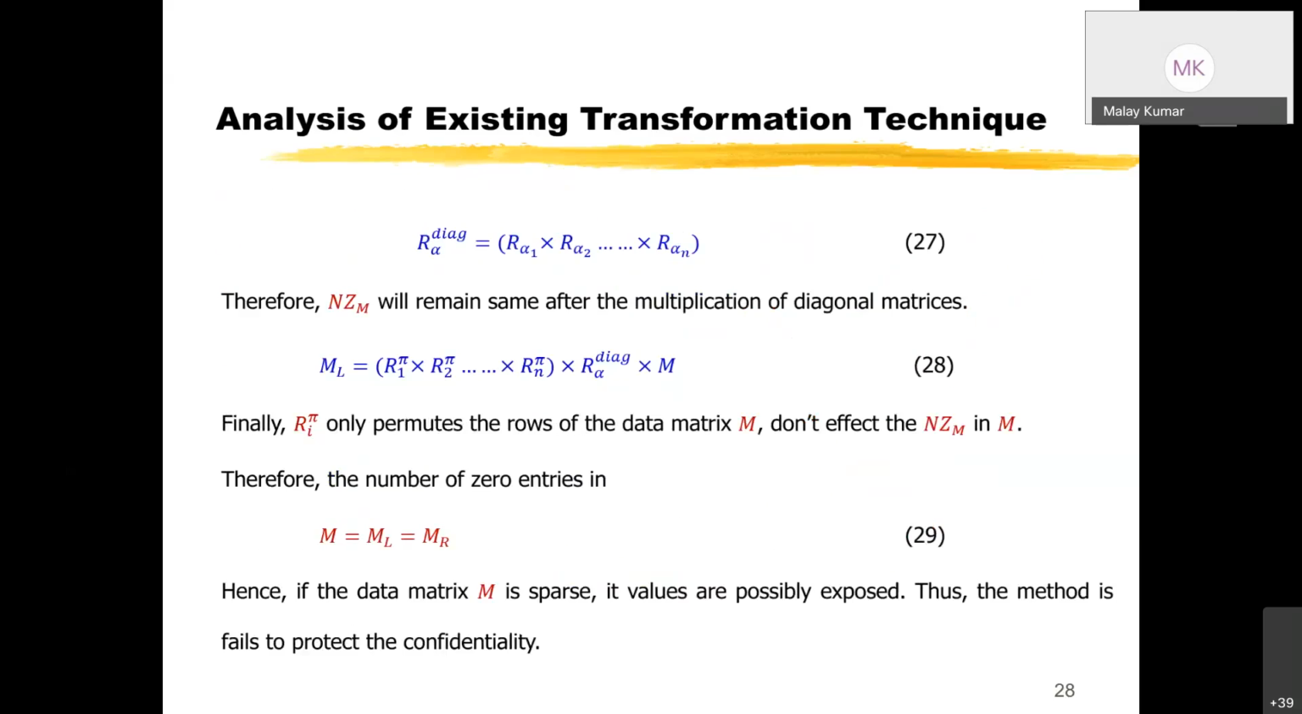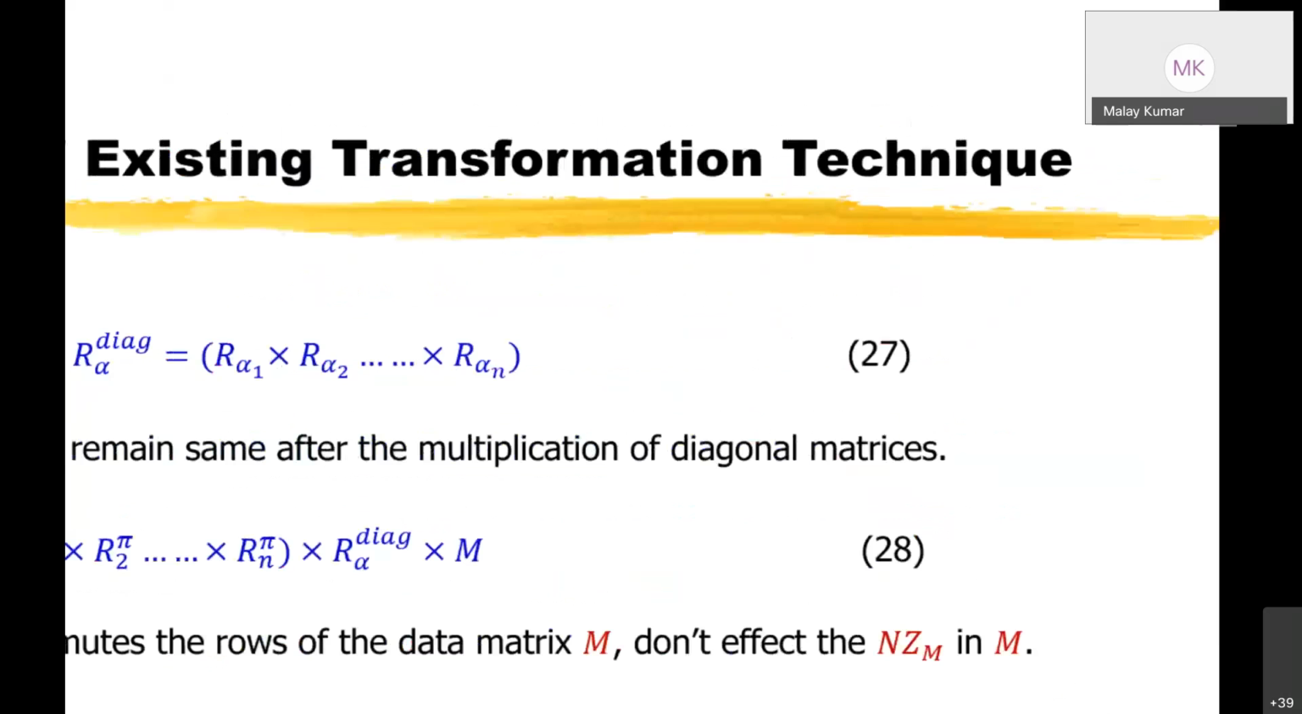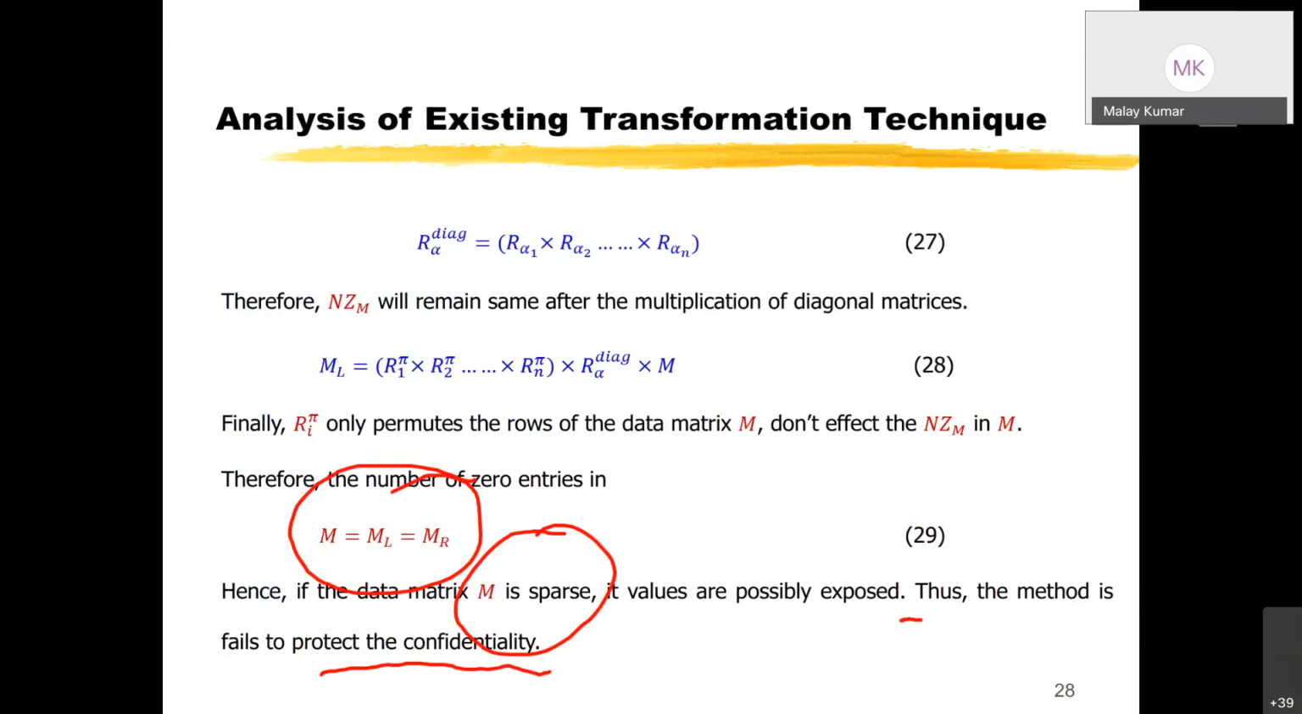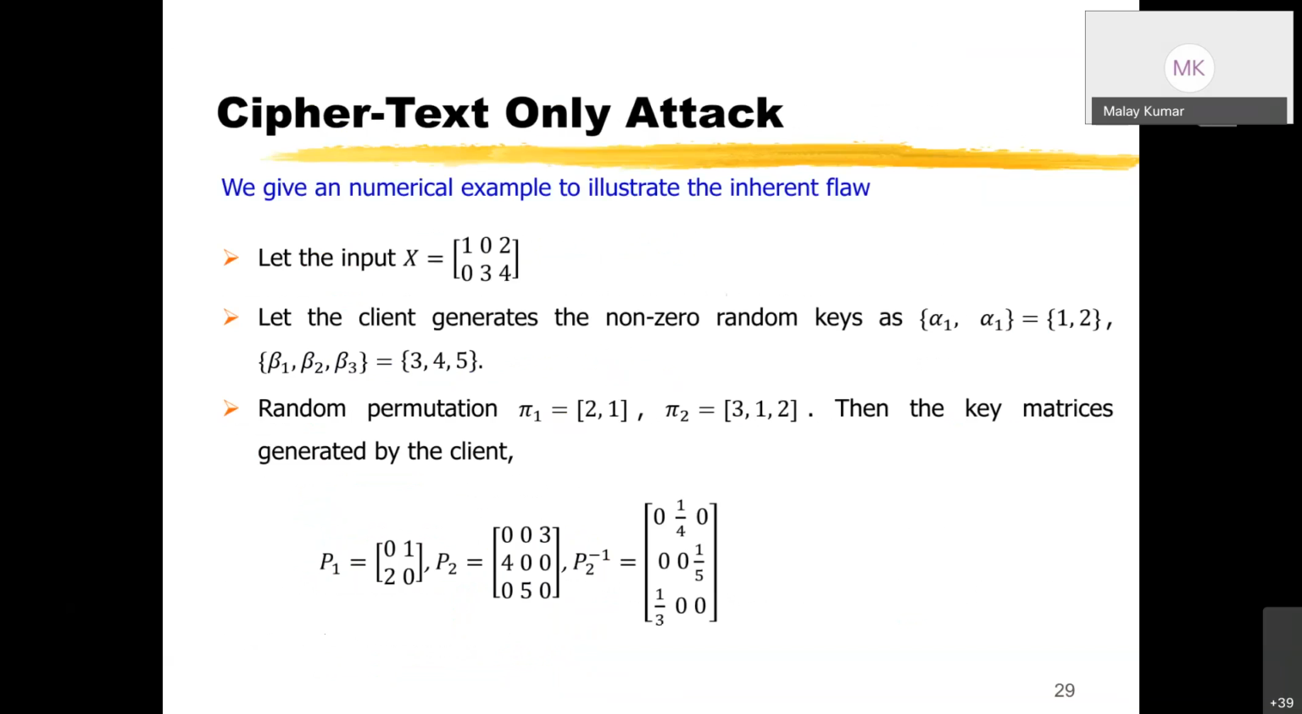Okay, so that is why it has been proved that this method, while providing the transformation service, is not able to hide the zero value elements. And if the data matrix is sparse, this method is not able to protect the confidentiality of the matrix. Even from an example, you can see it.